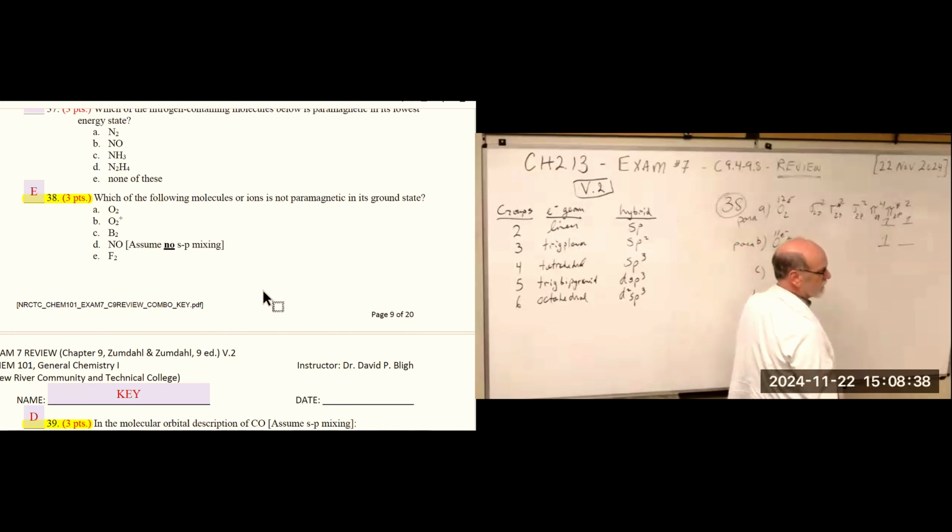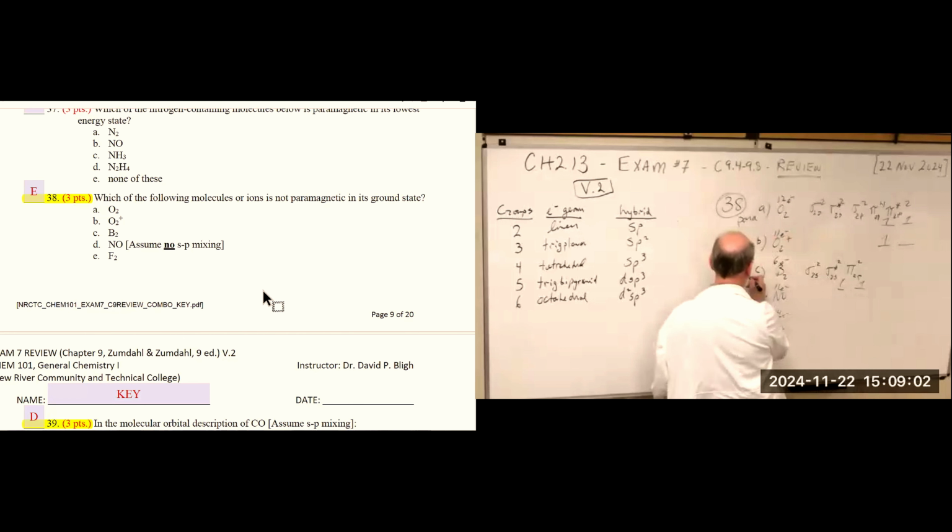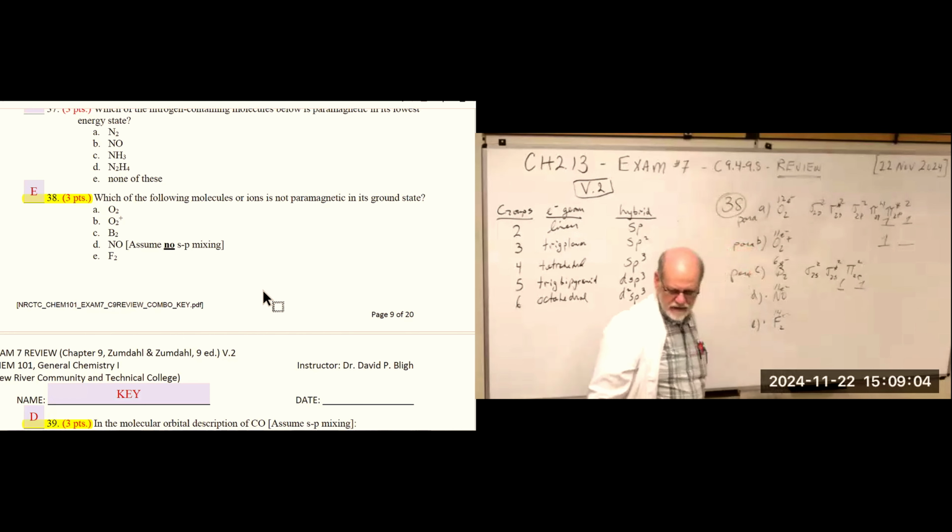Boron is mixing. I'm pretty sure this is not going to matter. Yeah, it will. 2s sigma star 2s, and then mixing puts pi first. So 2, 4, 6. That's paramagnetic. And if you need to check, just look at this sheet. It'll be included.